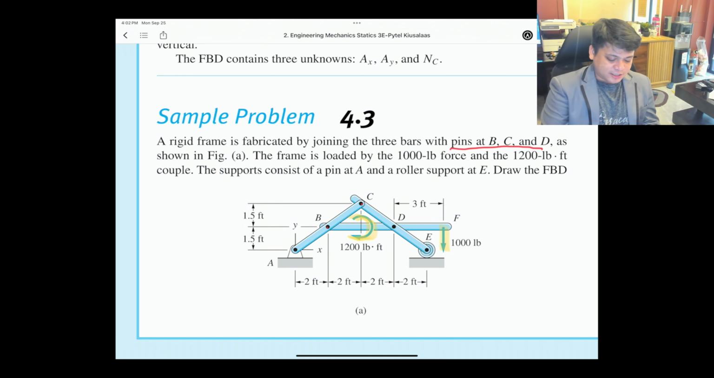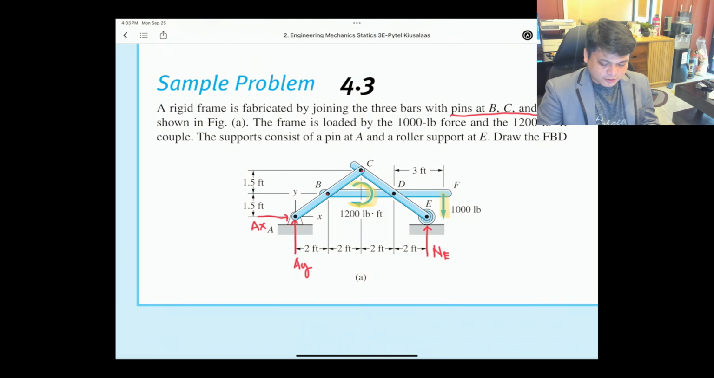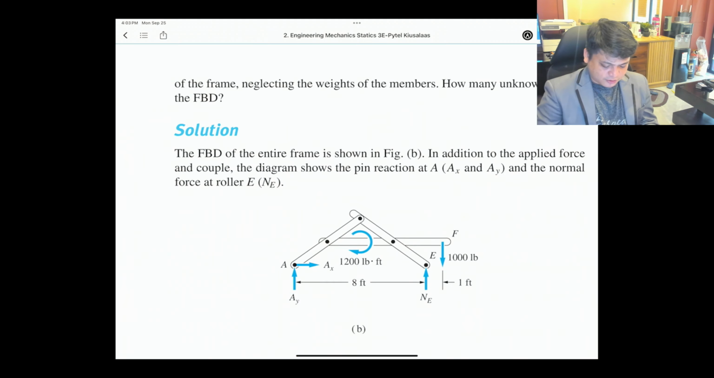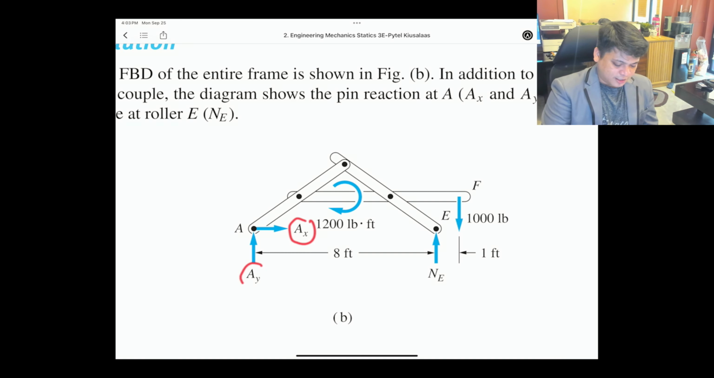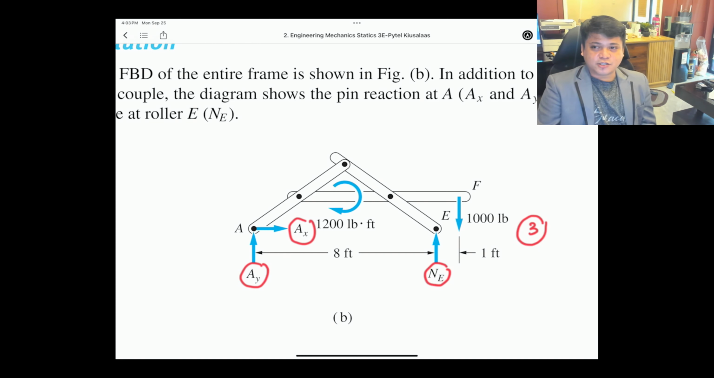Okay? So, that is on the point A, which is a pin. So, meron tayong dalawa. We can have it as AY and we can have here as our AX. Now, at point E, again, meron tayong roller. Meron lang tayo dyang normal. Okay? So, drawing the free body diagrams, so we can have this kind of free body diagrams. So, meron tayong ilang unknowns, isa, dalawa, and then tatlo. So, meron ka lang 3 unknowns. So, this is a statically determinate structure.